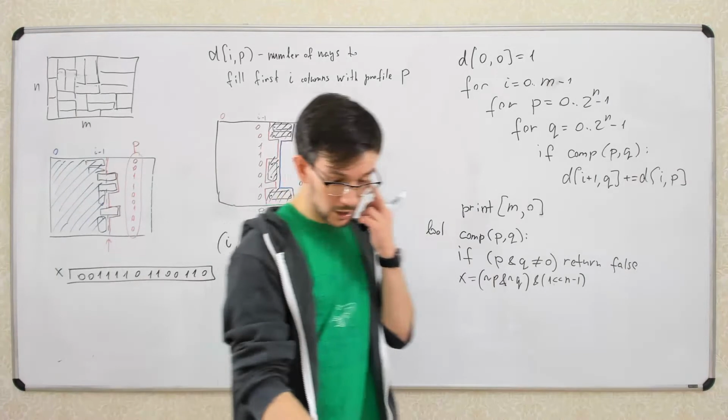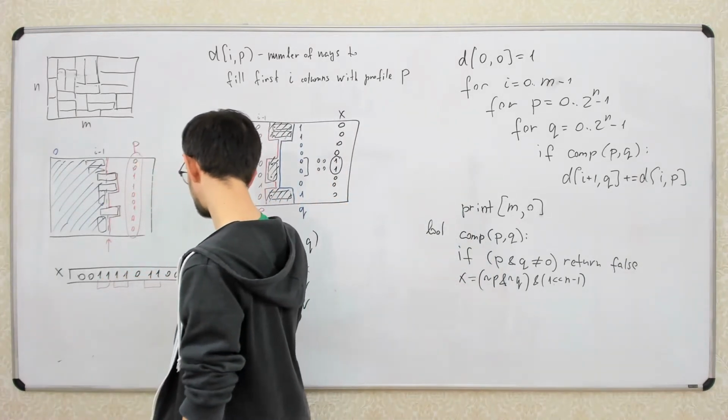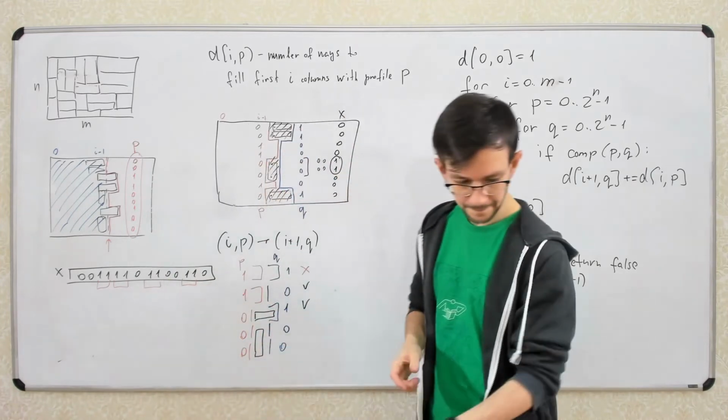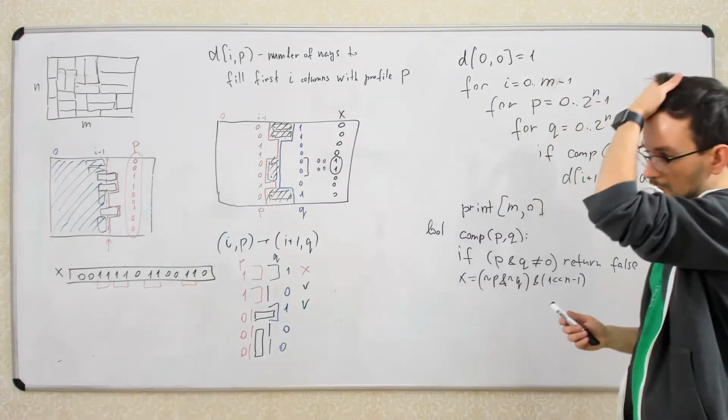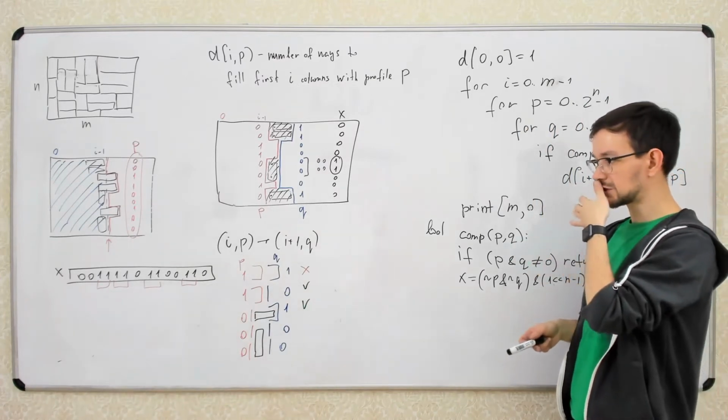And I need to check that I may split all these ones in pairs like this. How can I do it? Again, using some arithmetic operations and bitwise operations.